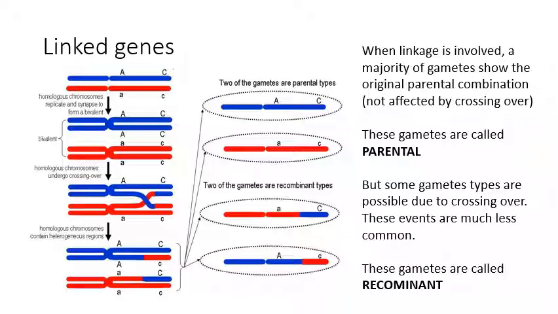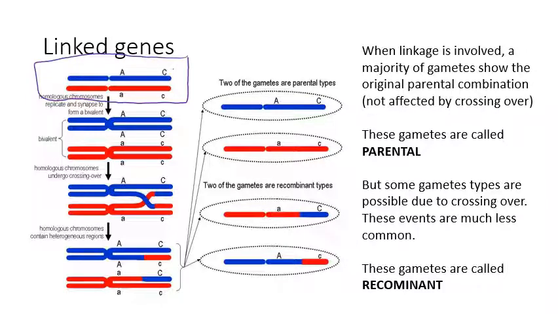So what does looking at linked genes actually mean? We've spoken about how linked genes are going to appear on the same chromosome as each other. In the example on the screen here, if I can get you to focus on the two chromosomes that I'm highlighting in purple, we have an example of the A gene and the C gene. We can see that this individual has a homologous pair of chromosomes that have the A and the C gene on the same chromosome.